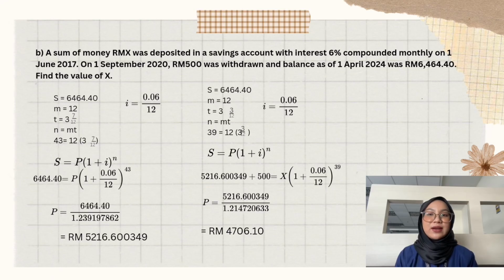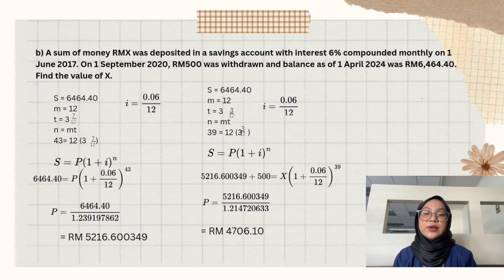Question B. A sum of money RMX was deposited in a savings account with interest 6% compounded monthly on 1 June 2017. On 1 September 2020, RM500 was withdrawn and the balance as of 1 April 2024 was RM6,464.40. Find the value of X. The information we have: S = 6,464.40, m = 12, t = 37 over 12, n = 43, and i = 0.06 over 12.